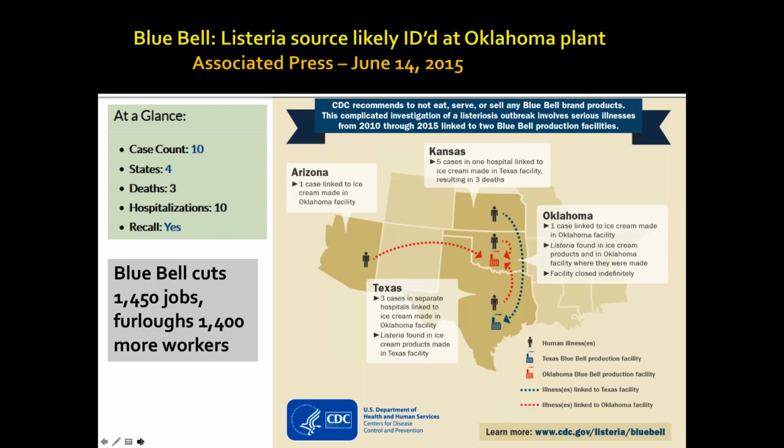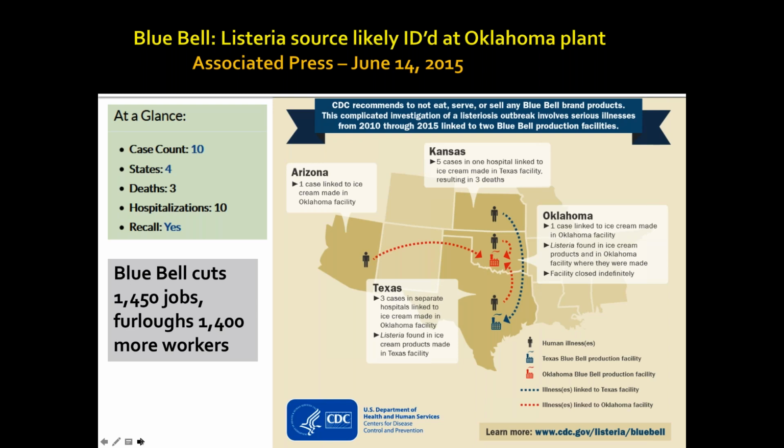Next slide, please. And it's not just human health toll. I mean, it affects people. This is the Blue Bell Listeria. There was only 10 cases, but 3 of those people died. But the plant shut down. They cut 1,400 jobs and furloughed another 1,400 people. There's a lot of economic loss with it too. It's not good business. There is no business plan that has you making your customers sick. Companies do survive it, but it takes a heavy toll on everybody. There is nothing good that happens from it.